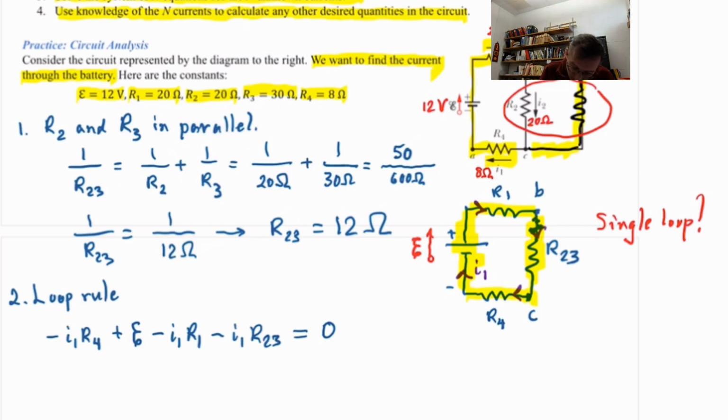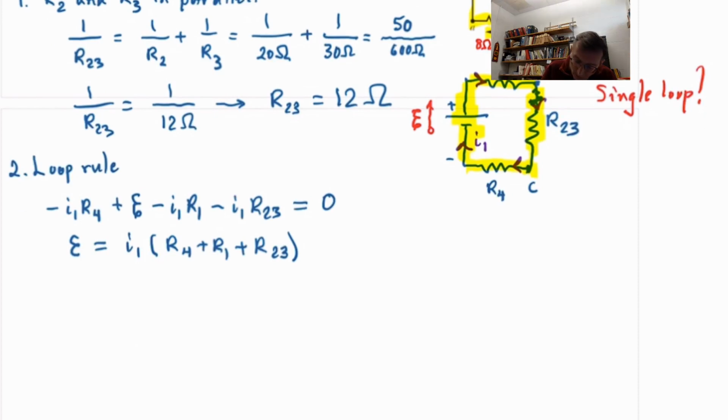So we're going to solve for it just using algebra. It looks like I want to write it like this: curly E equals I1 times R4 plus R1 plus R23. So, solving for I1, curly E over R4 plus R1 plus R23.